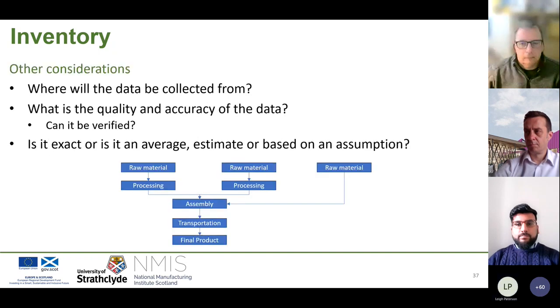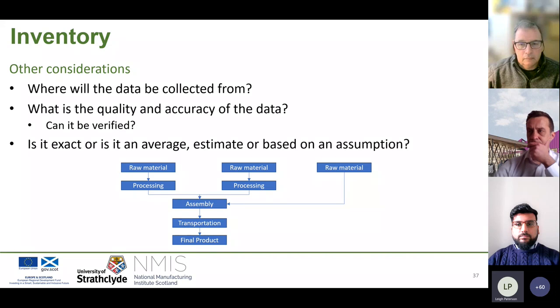Next slide, please. So other considerations that you may have at inventory is, as I kind of said, where the data is going to be collected from. The quality and accuracy is quite important. So can you verify that data? Are you sure that the person or the organization that you're getting the data from is correct or validated? And is it exact? Is it an assumption or is it something in between? So to have that knowledge and really to make sure that you've stated whether it's based on an assumption or based on an average and so on is also quite important.